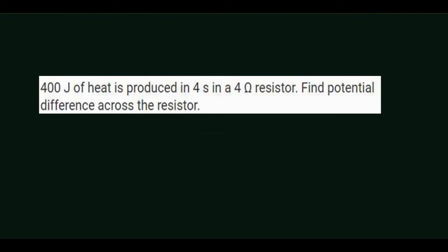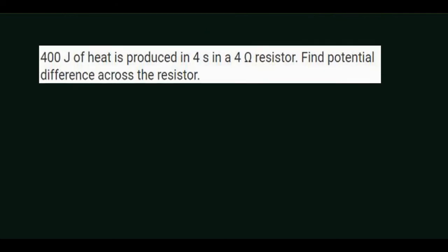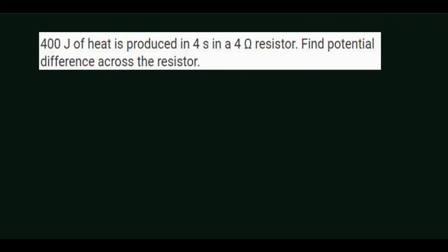Okay, the next question is: 400 joule of heat is produced in 4 seconds in a 4 ohm resistor. Find the potential difference across the resistor. What is given? Heat produced, H equals 400 joules. Time is given, 4 seconds, and the resistance is given, 4 ohm. Find the potential difference across the resistor.